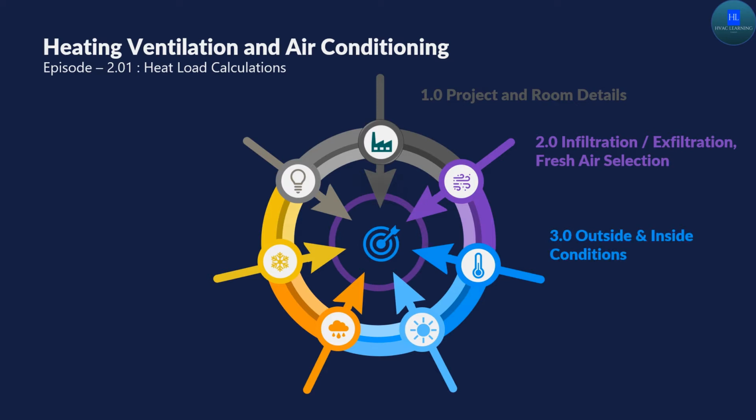In the third step, we have to touch upon the outside and the inside condition, which means what temperature or relative humidity we want inside the room, and what is the ambient air condition of that particular area. In the next step, we have to calculate the heat gain or loss in terms of sensible heat. Sensible heat stands for when the room air temperature goes from a particular degree to either increase or decrease to another degree. Sensible heat means what we can sense.